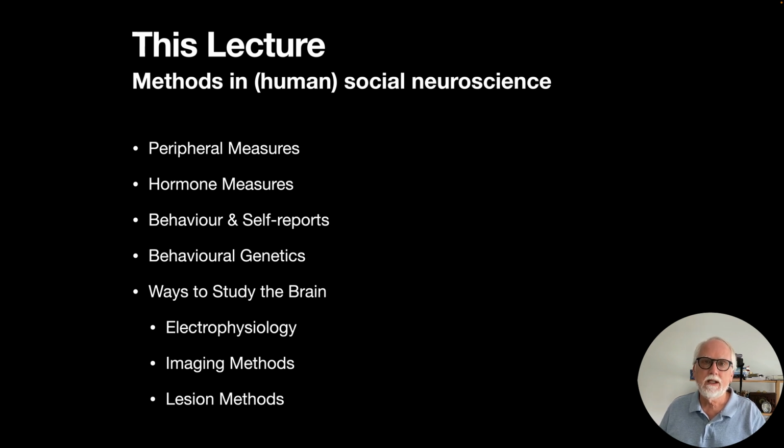But to keep our lectures sort of in bounds here so I can get something done in the 26 lectures that I have, I'm going to focus today on methods that we commonly use with humans. And so the things that I'll be covering today include peripheral measures, measures of hormones, behavior and self-reports, behavioral genetics, and then we'll go through and talk about how you can study the brain more specifically.